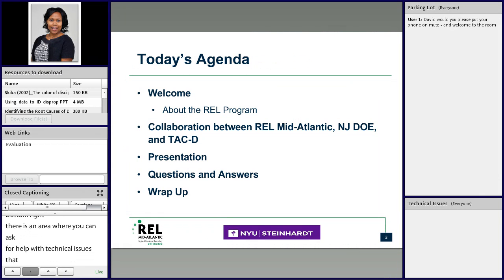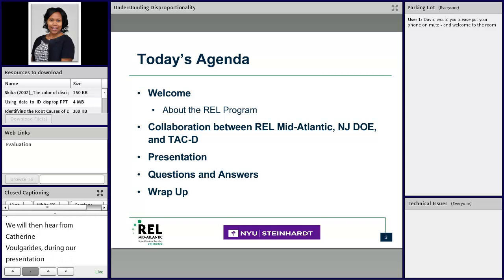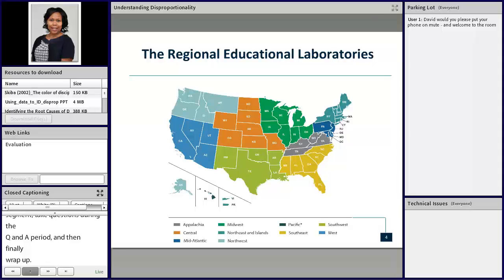So on to the session agenda. We'll start with an overview of RAL Mid-Atlantic, followed by a brief discussion of the collaboration between RAL Mid-Atlantic, the New Jersey Department of Education, and the NYU Technical Assistance Center on Disproportionality. We will then hear from Catherine Voulgarides during our presentation segment, take questions during the Q&A period, and then finally wrap up.